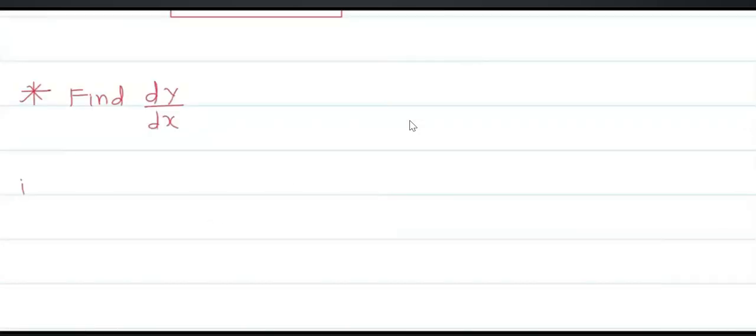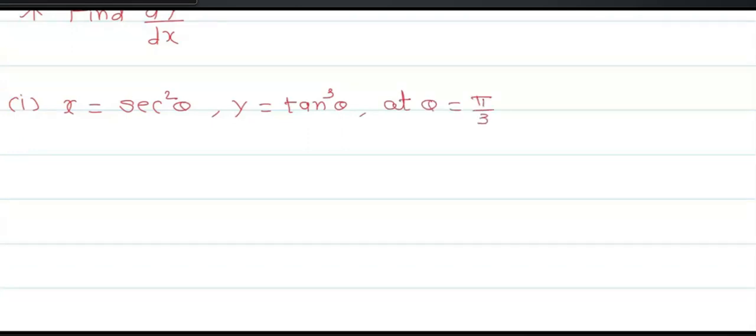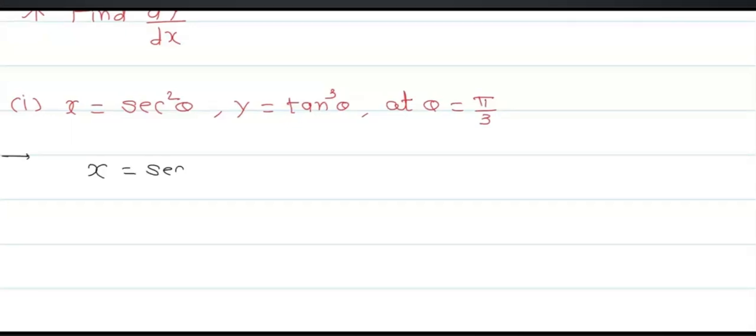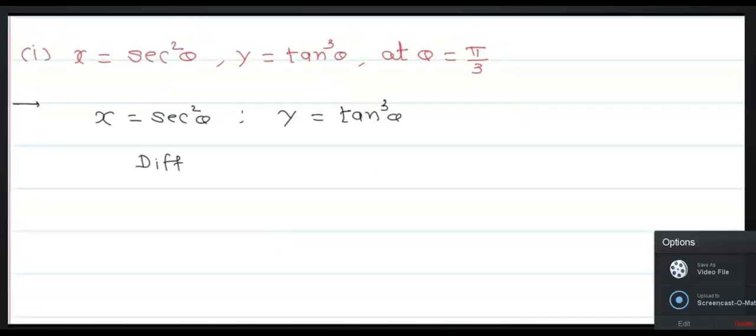Next, find dy by dx. x is equal to a sec square theta, y is equal to tan cube theta, at theta is equal to pi by 3.